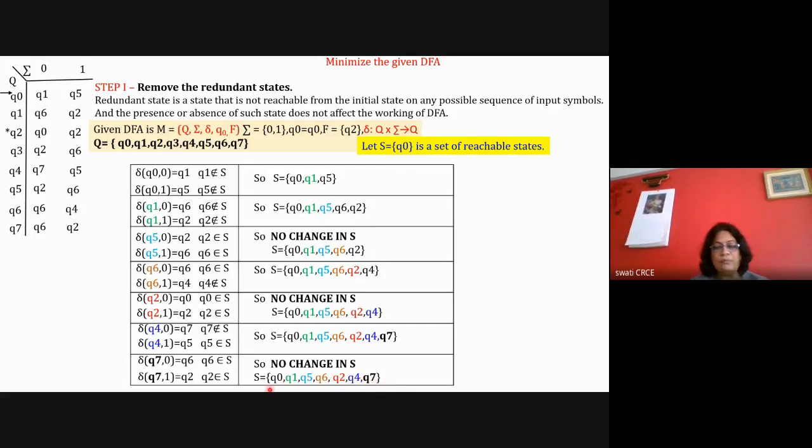And now I'm getting a set S that contains all the states Q0, Q1, Q5, Q2, Q4, Q6, Q7. That means the state Q3 is not there. So state Q3 is non-reachable. Okay, so I have understood that the state Q3 is not reachable, so remove it.